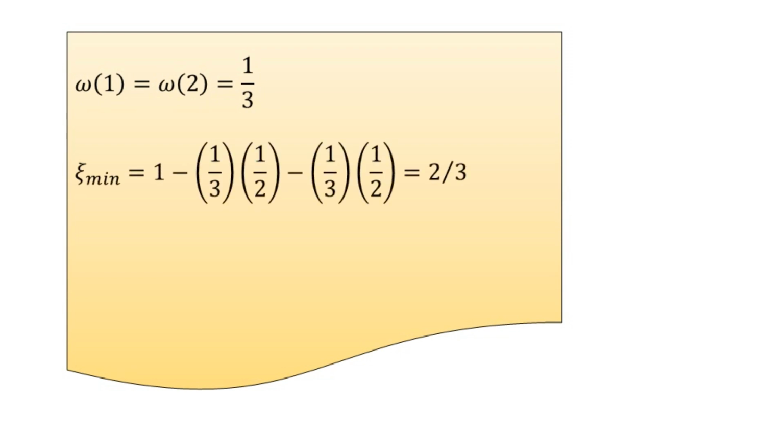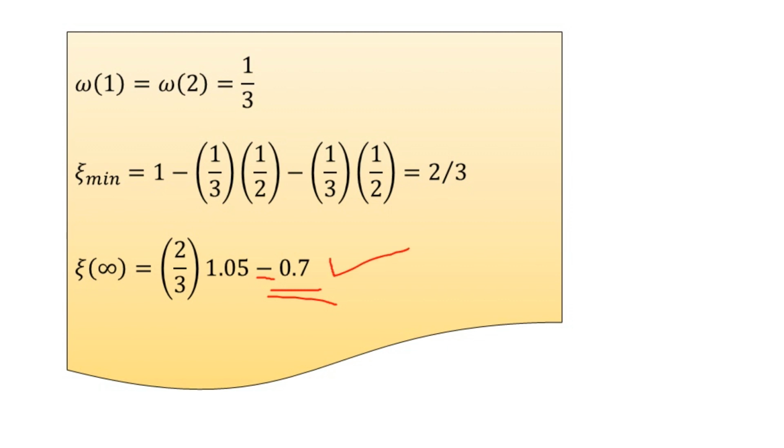So we have xi of infinity equal to 2 by 3 multiplied by 1.05, which results in the value 0.7. This should not be the minus sign, it should be the equal to sign here. This is the required answer: the question was to find the steady state mean square error, and its value is equal to 0.7.